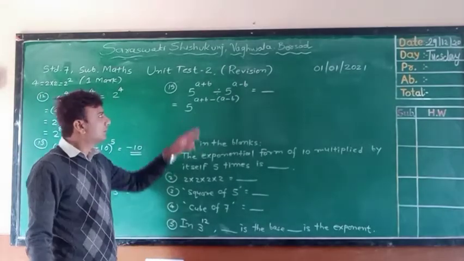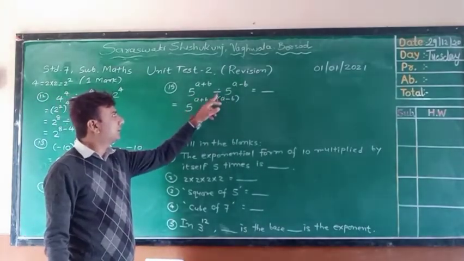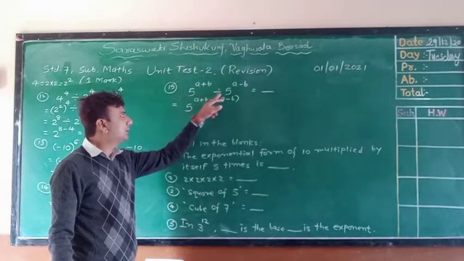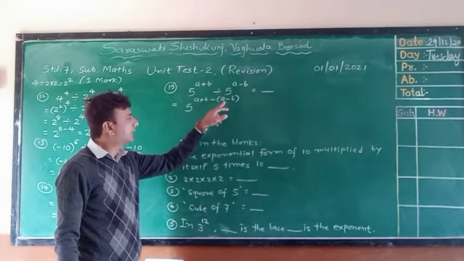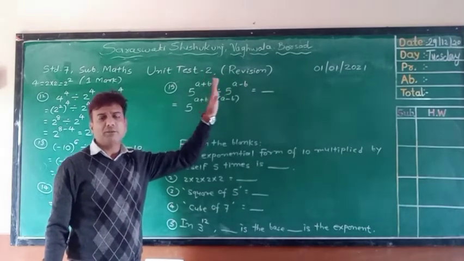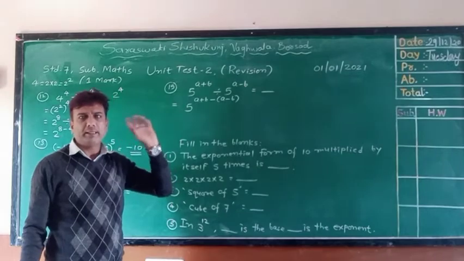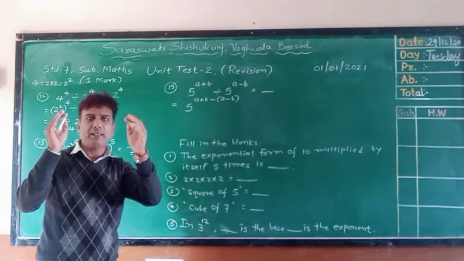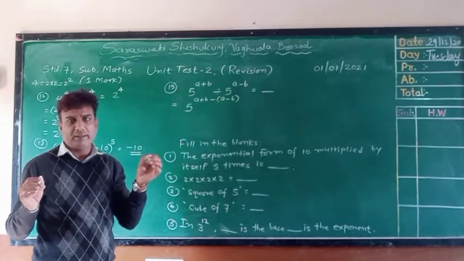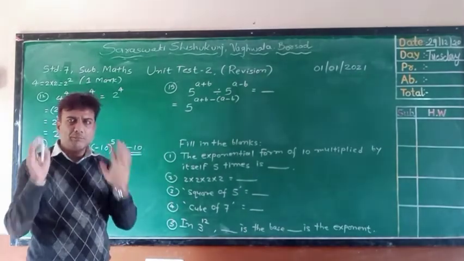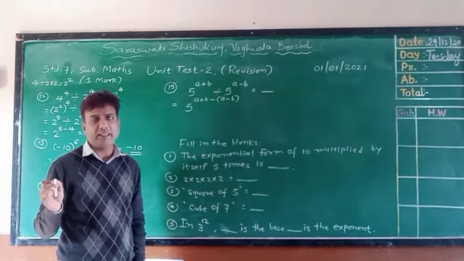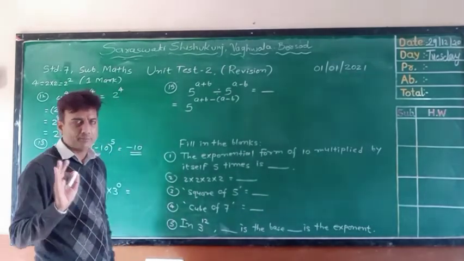Here, same base, division, subtraction of the powers. A plus B, division means minus, and I have written it in a bracket. Why? Because more than 2 terms are given, 2 or more than 2. At that time we have to write it in a bracket. Whenever the outside sign is minus, then we have to put a bracket because we have to change the inside bracket signs whenever we use a minus sign.